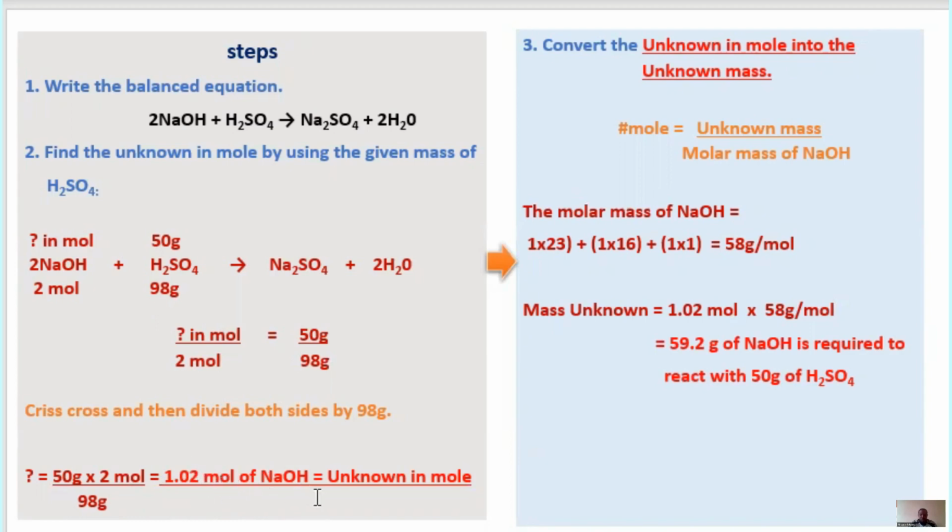This number of moles must be converted into grams by using the conversion factor. The number of moles equals the unknown mass divided by the molar mass of sodium hydroxide, and then find out the molar mass of sodium hydroxide, which equals 58 grams. The mass of the unknown will be 59.2 grams of sodium hydroxide, required to react with 50 grams of sulfuric acid.